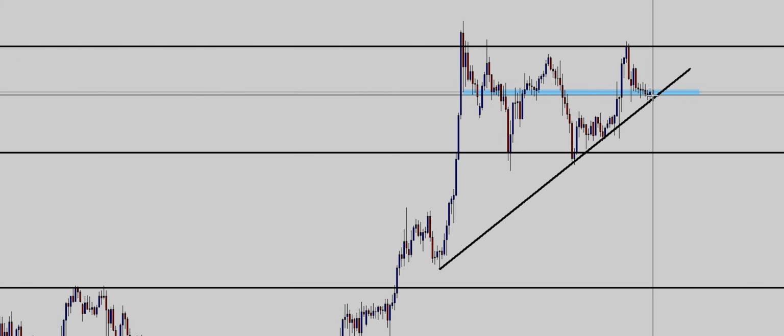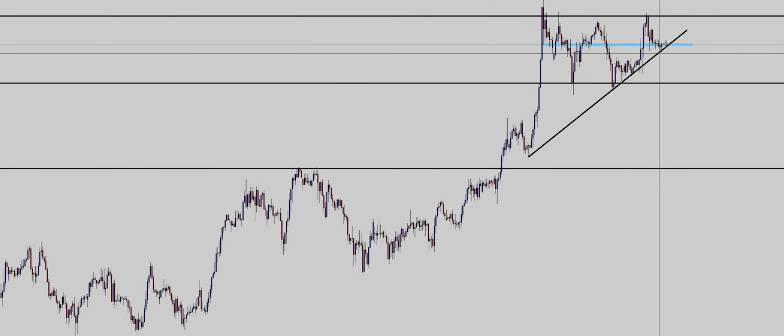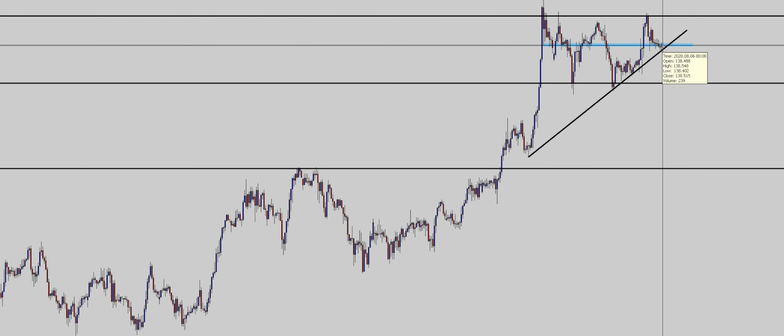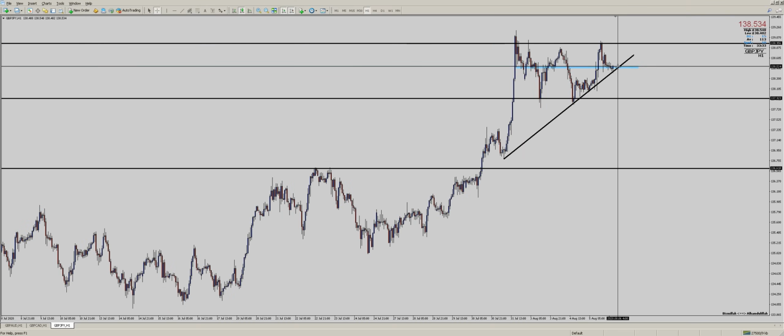Okay, so will this blue level or this blue zone hold and push GJ towards the upside? Not only is GJ currently on a trend line, but it's also on a support zone. So will this level hold and will it push up? Let's find out in the future. But that's it for this analysis.